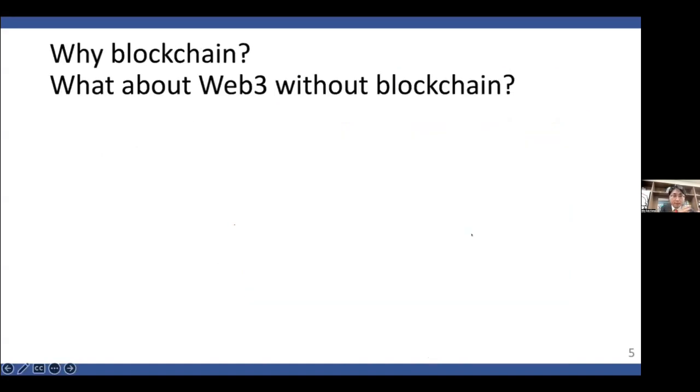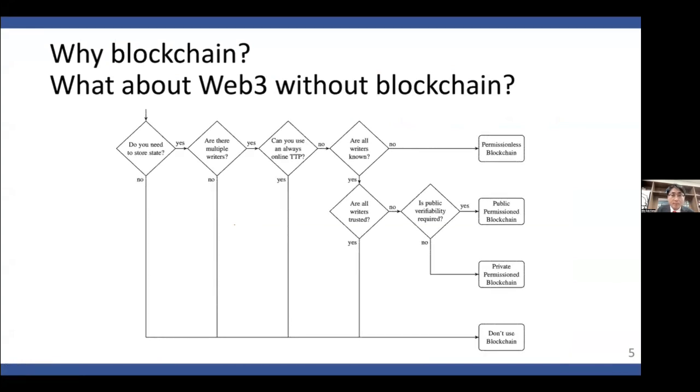Let me start with this as well: why blockchain? I remember that Jason briefly mentioned that you can probably build a Web3 without blockchain. You can try. So let's think about whether we really need blockchain. I actually like this flowchart a lot. I forgot to mention the names: it was proposed by Wüst and Gervais a couple of years ago, and they show that this might be useful for people who say they're going to use blockchain for whatever application they're going to run.